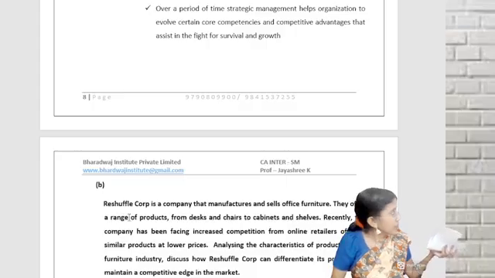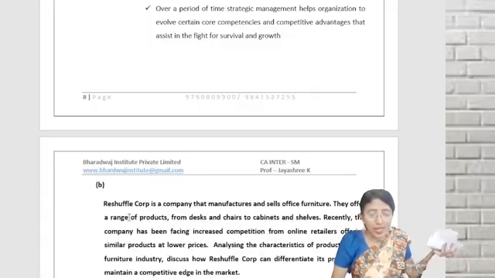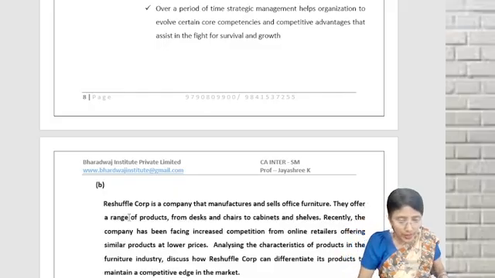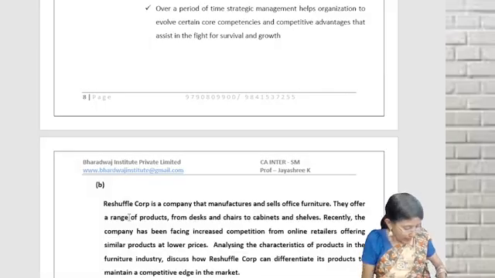Reshuffle Corporation is a company that manufactures and sells office furniture. They offer a range of products from desks and chairs to cabinets and shelves. Recently, the company has been facing increased competition from online retailers offering similar products at lower prices. Analyzing the characteristics of products in the furniture industry, discuss how Reshuffle Corporation can differentiate its products to maintain a competitive edge in the market. Now look into the case study and tell me what comes into your mind.